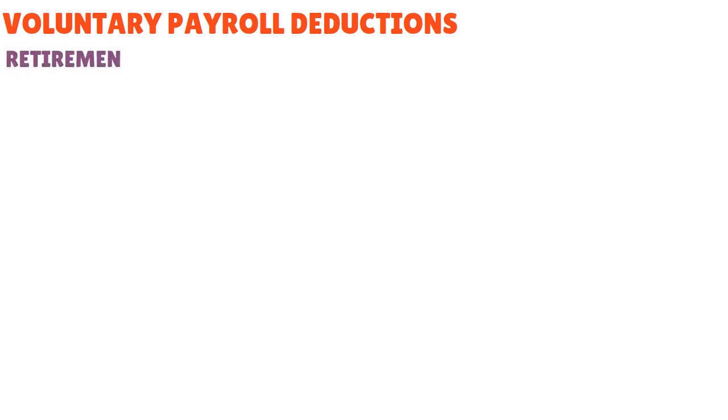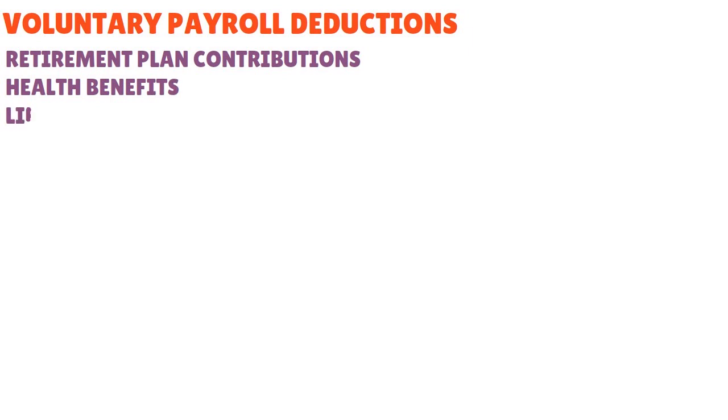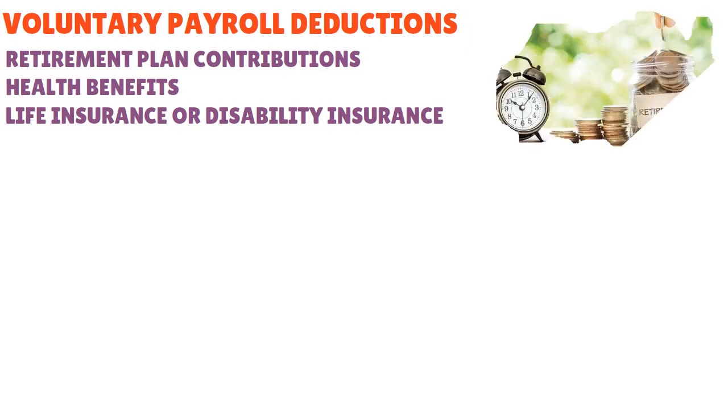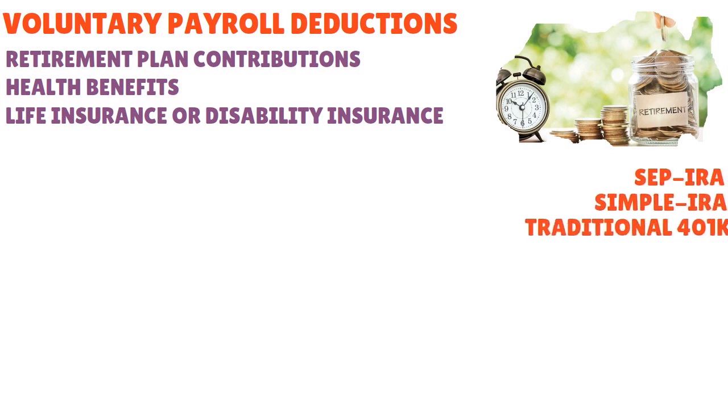Let's talk about voluntary payroll deductions. Here we have three or four: retirement plan contributions, health benefits, life insurance, or disability insurance. I want to first talk about those 3. As an employer, you have a few options for retirement savings plans for small business employees. You have a SEP IRA, SIMPLE IRA, or a traditional 401k.